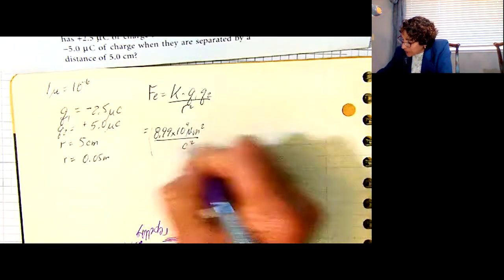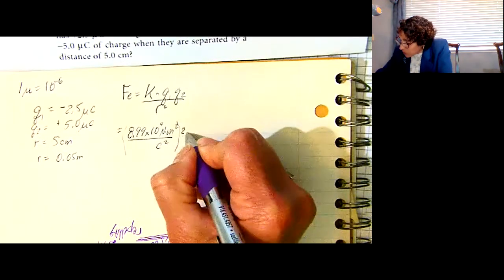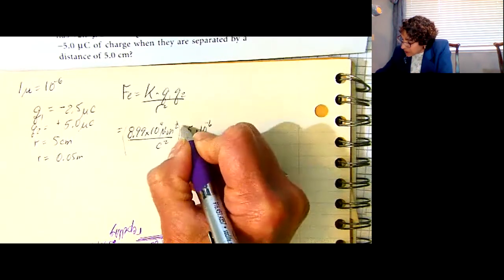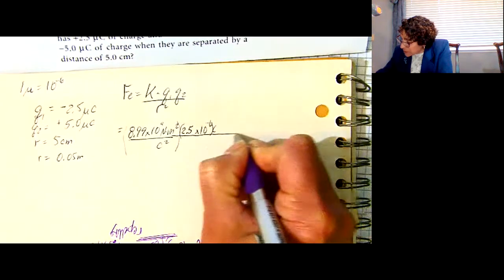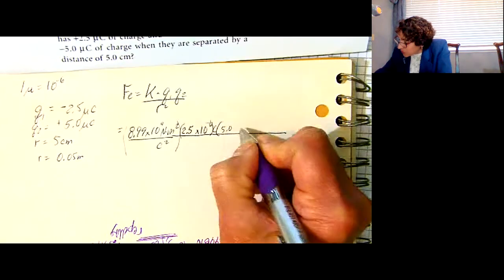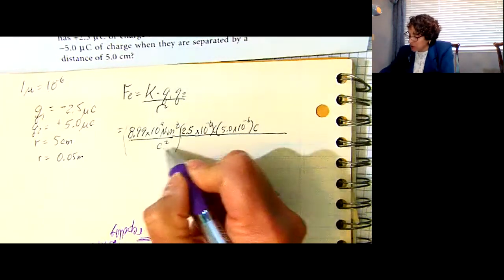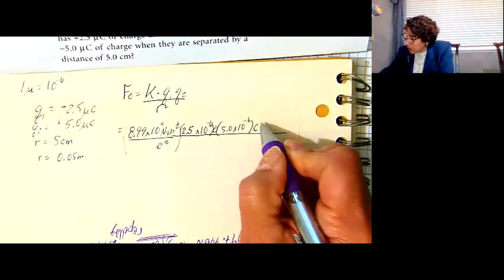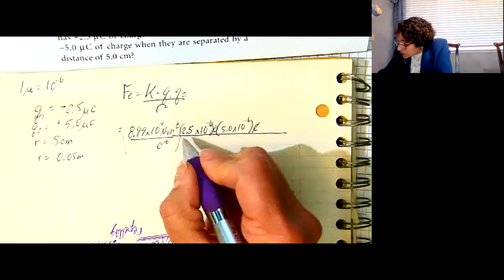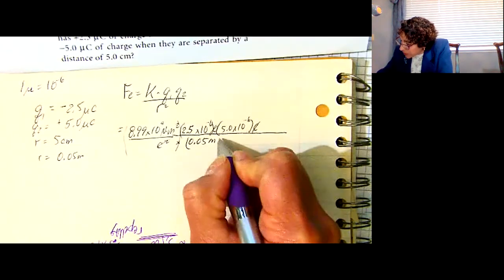So there's my K. Let's do the Q1. Q1 is 2.5. I won't worry about the sign. 2.5 times 10 to the negative 6 coulombs. Oh, let me extend my numerator. Coulombs, and then the other one is times 5.0 times 10 to the negative 6 coulombs. Okay, so my coulombs cancel out. Here's coulombs, cancels out. Coulomb here and coulomb there. And I need my R. Here's my R, 0.05 meters, but I need to square it.